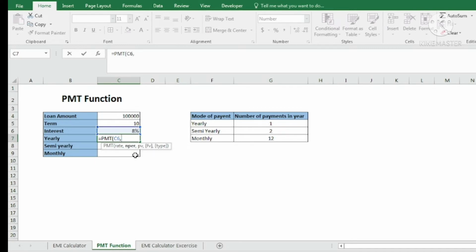And then comma, NPER, that means the number of installments till the term of the year. So the term is 10 years and the installment is yearly, so the number of installments will become 10, comma, present value. Present value is basically the loan amount. So the loan amount is 1 lakh, and other things are not mandatory, so I'll complete the formula here.